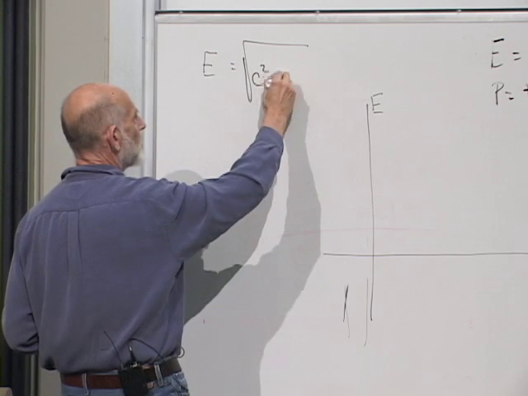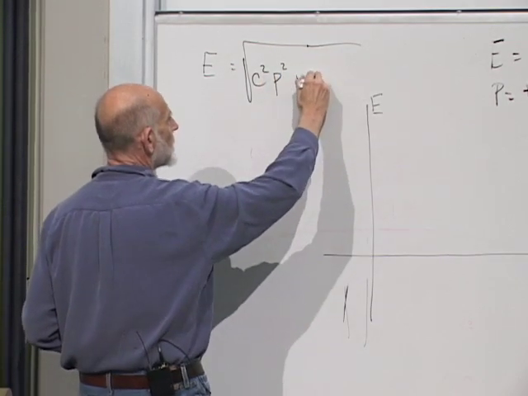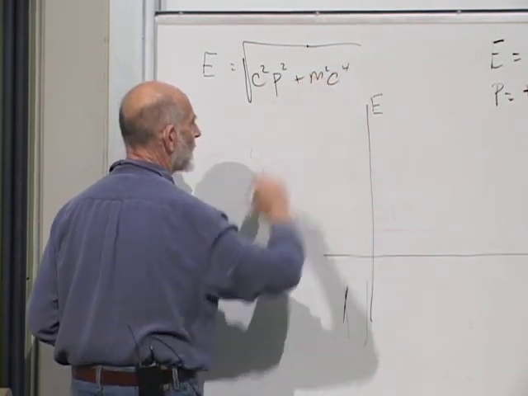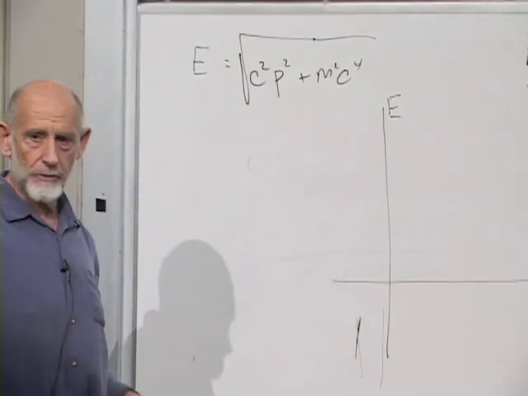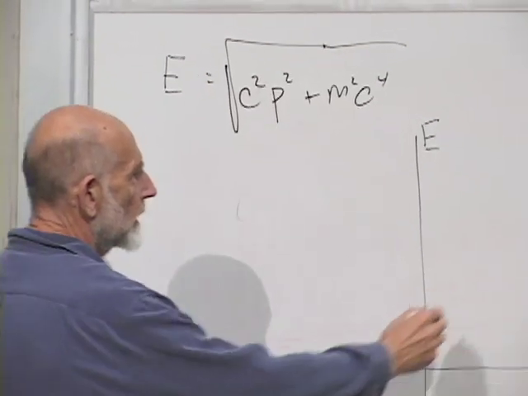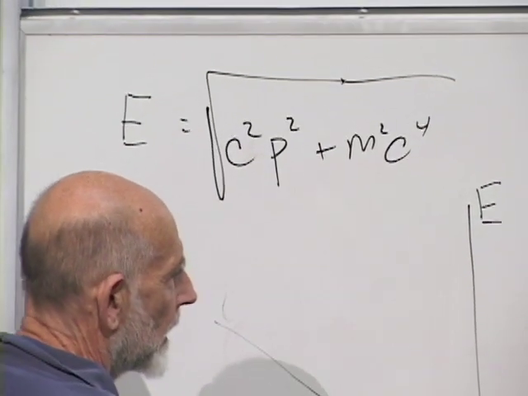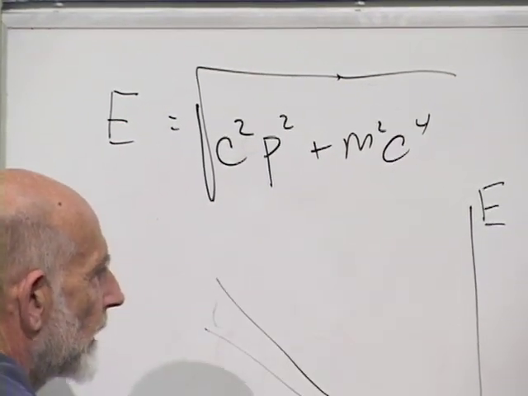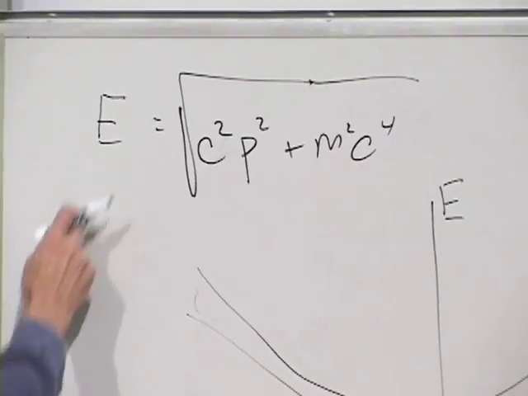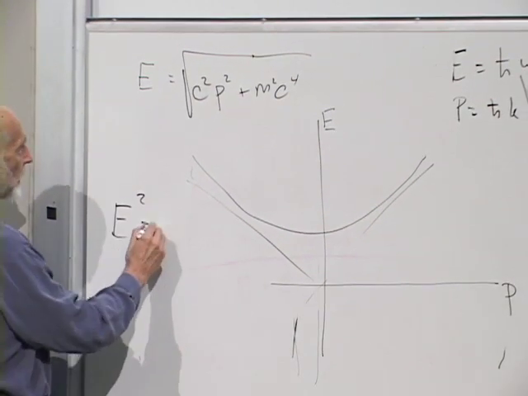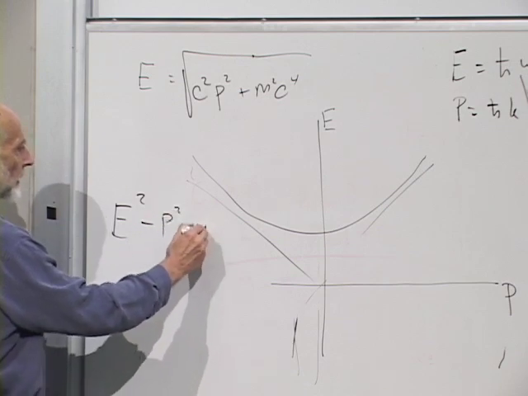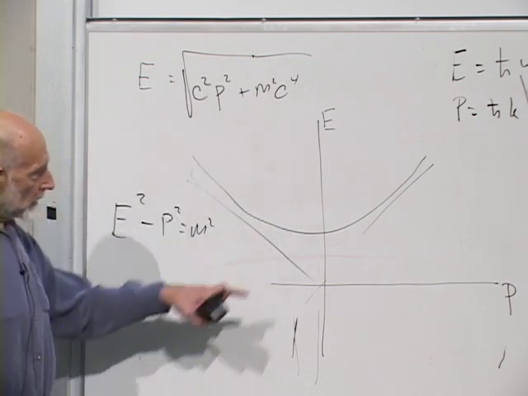C squared p squared plus m squared c to the fourth, right? But if we set c equal to 1, it's just the square root of p squared plus m squared. What does that look like? That's a curve which looks like this. It's a hyperbola. In fact, if we square this, we get e squared. Let's set c squared to 1: e squared minus p squared equals m squared. That's a hyperbola. You see the difference.